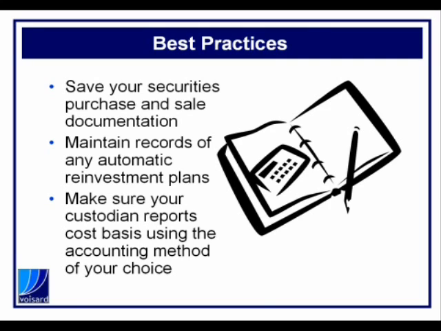If you have automatic reinvestment plans, keep those records. They put deposits into your account every month or every quarter. Keep records because you don't want to pay taxes twice on those investments. And make sure, lastly, that the custodian, whoever you're using, is using the accounting method of your choice. So that's that first in, first out, high cost, whatever methodology that you would like to use.